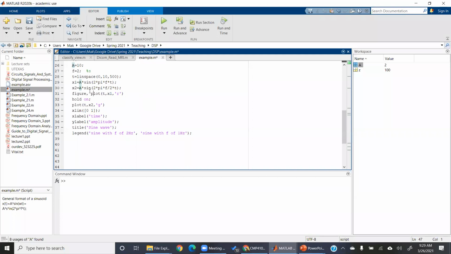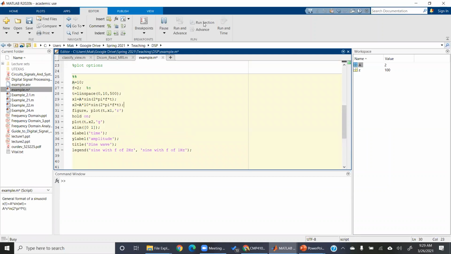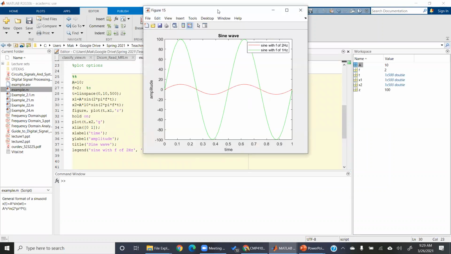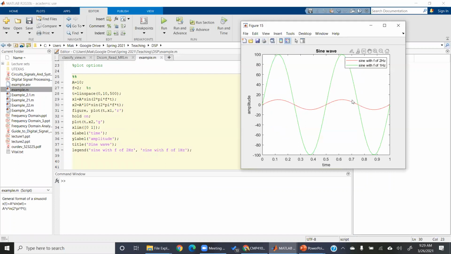So let me just make this F. So let me make this A times 10, okay? So if I run this, see what I did there? This was your initial signal. This is your new signal, after you have amplified it by a gain of 10. So there 10 stands for my gain, because it's a factor that I've put into my amplitude.